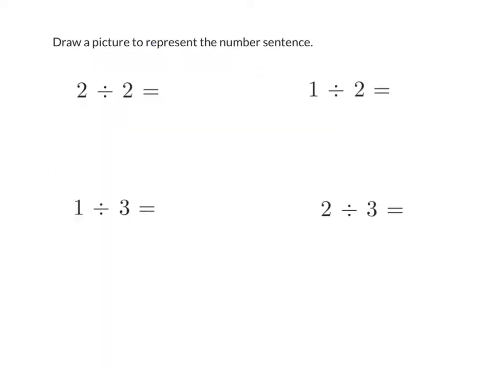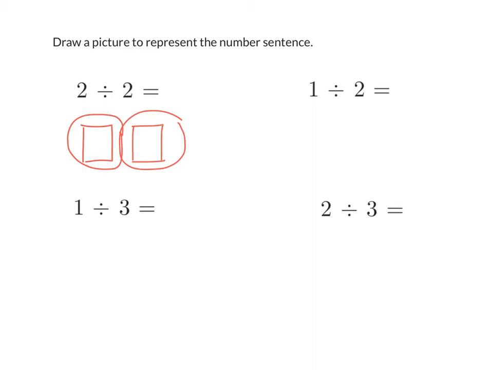To begin today's math lesson, we're going to draw pictures to represent division sentences. I'm going to do the first one for you. It says you have 2, and you want to divide it into 2 parts. So write down 2 divided by 2. What's the whole? 2. So that means I have 2 units to begin with, and I want to divide it into how many groups? 2 groups. There's one group, and there's another group.